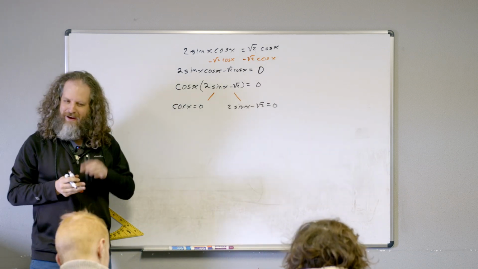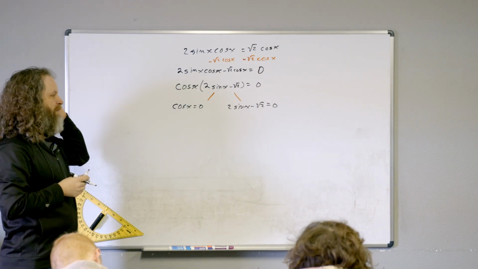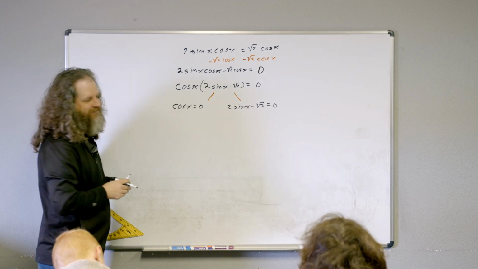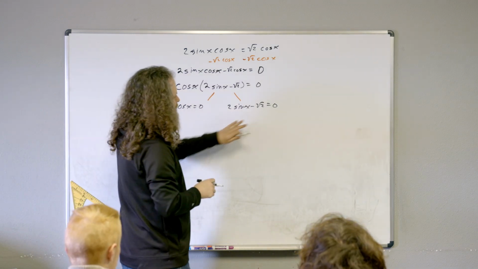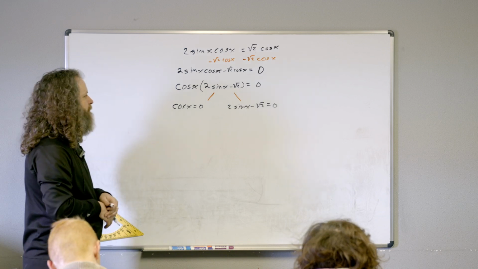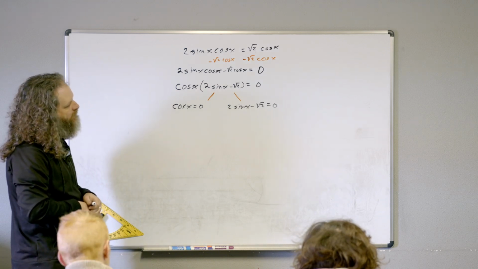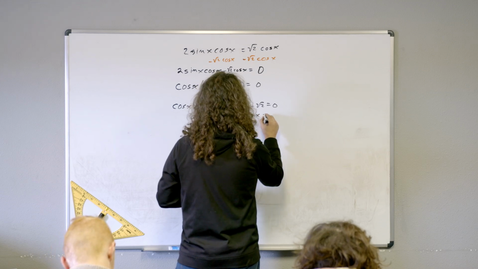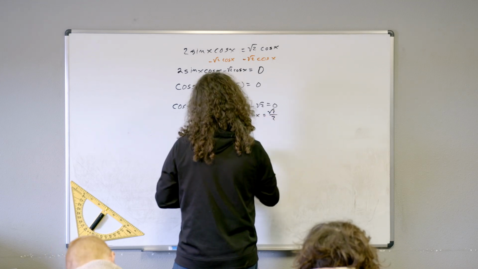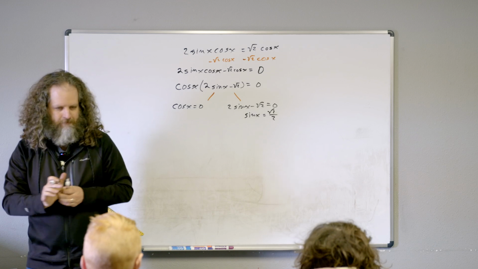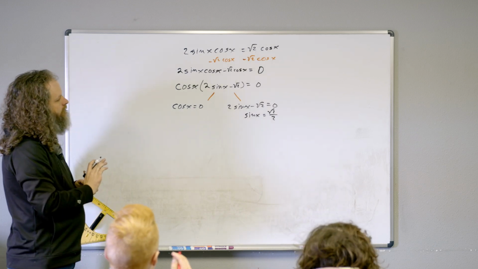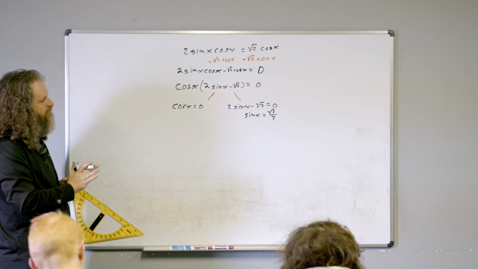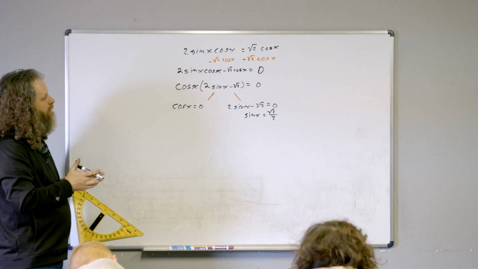When something's factored, it doesn't even have to be completely. When something's factored and equal to 0, we can set each factor equal to 0. This one, we'll deal with in a second. Let's clean this one up. What should we do? That's easy. Sine x equals square root 2 over 2. So that's pi over 4.